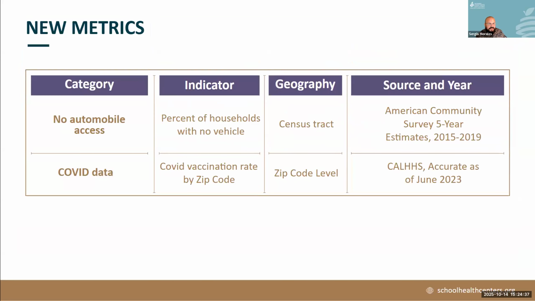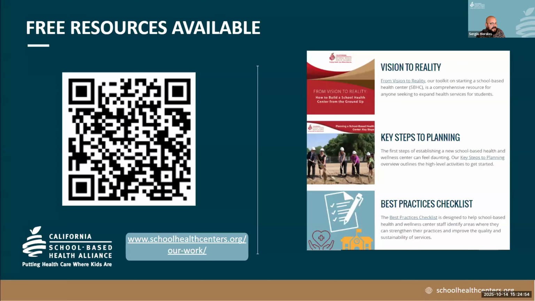In June 23, we added new metrics that we felt will help tell the story of a snapshot of our student population, looking at the percentage of households with no vehicle, and COVID vaccination rates by zip code. So that is in our data set.